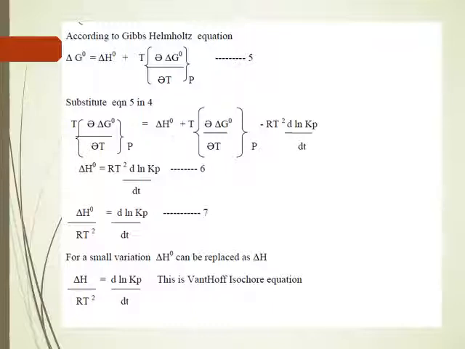This is equation 5. Now substituting equation 5 in 4, we get delta H naught is equal to RT square d ln Kp by dT, because these two terms get cancelled, and as a result we get delta H naught by RT square is equal to d ln Kp by dT. For a small variation, delta H naught can be replaced by delta H. So delta H by RT square is equal to d ln Kp by dT. This is the Van't Hoff isochore equation.